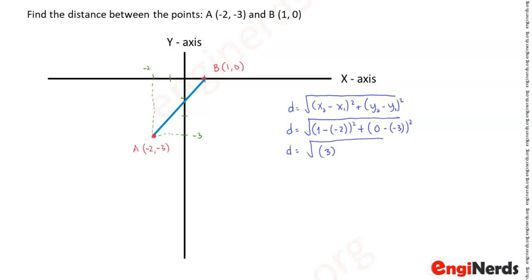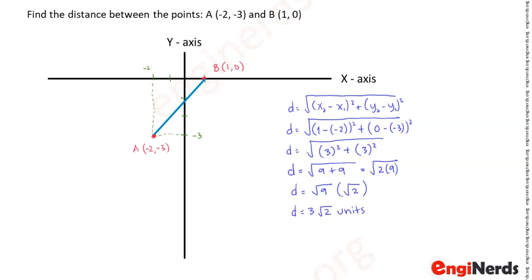Okay, so we'll have here square root of 3 squared plus positive 3 squared. Okay, therefore, we'll have here the square root of 9 plus 9, which is also equal to the square root of 2 times 9. Right? Then we can get the square root of 9. And then we'll use the rule of roots, which is d is equal to the square root of 9 times the square root of 2. Therefore, this is equal to 3 square root of 2 units. So, this is our final answer for this question.